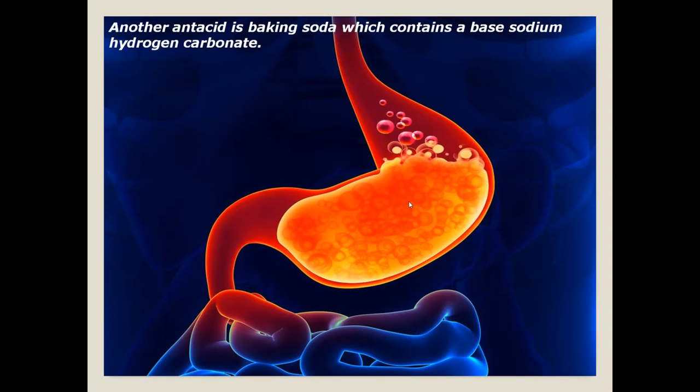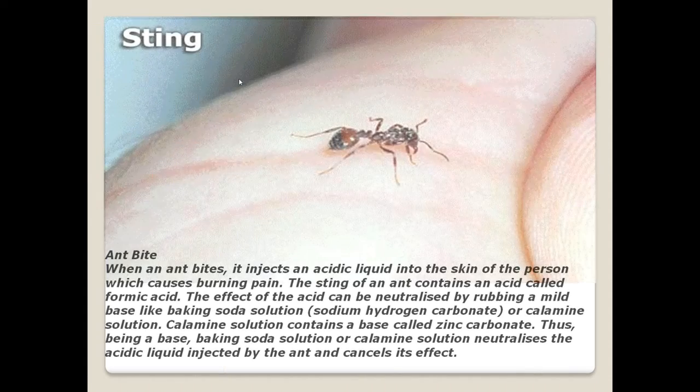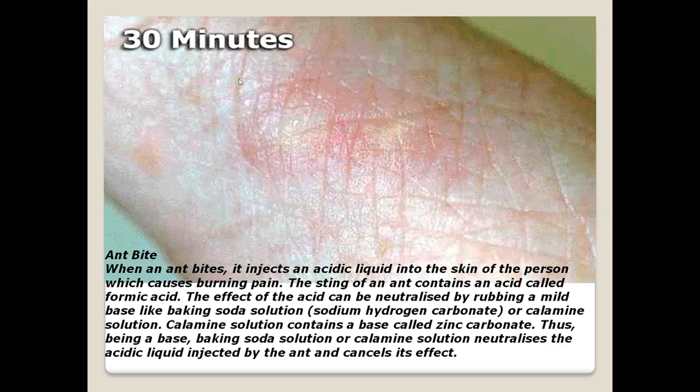Another antacid that we commonly use is baking soda. You might have seen elders at home. Suppose you complain of any indigestion problem, they generally ask you to drink a glass of baking soda, which contains again a base, sodium hydrogen carbonate. So this base, sodium hydrogen carbonate, reacts with the water and converts into a base, and it will nullify or neutralize the effect of acid.